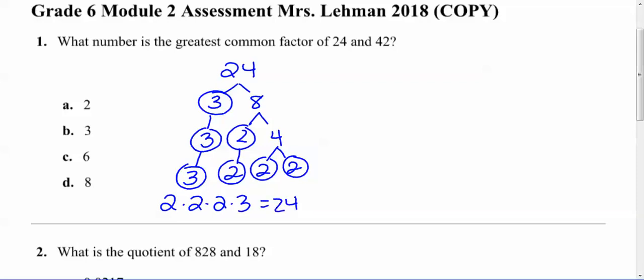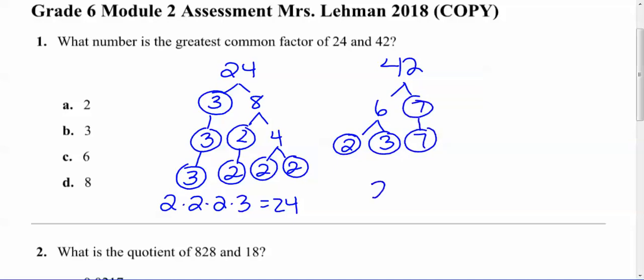All right, you have to do the same thing for 42. So 6 times 7 is 42. 6 can be broken down into 2 times 3, both of which are prime. 7 can't be broken down, so I'm going to erase that little line there, and I'm going to circle 7 and bring that down to this line. So 2 times 3 times 7 is 42. That's the prime factorization of 42.